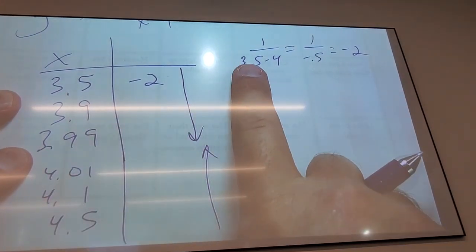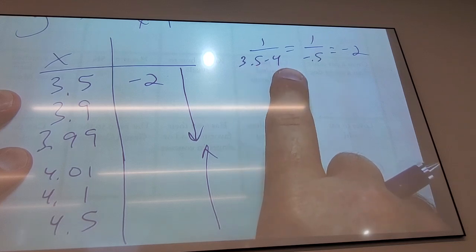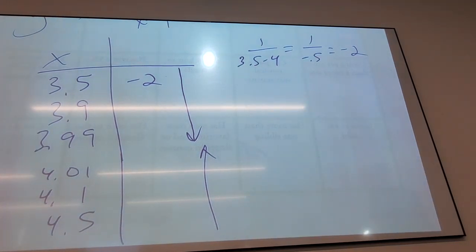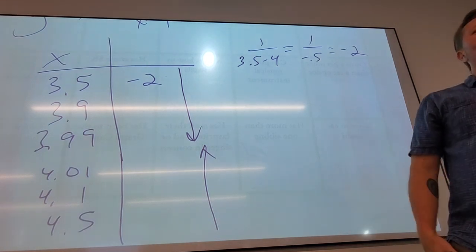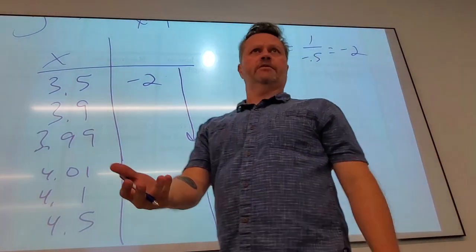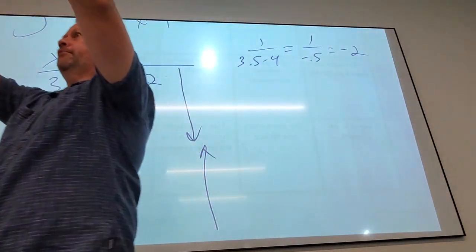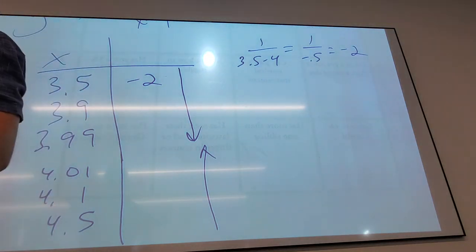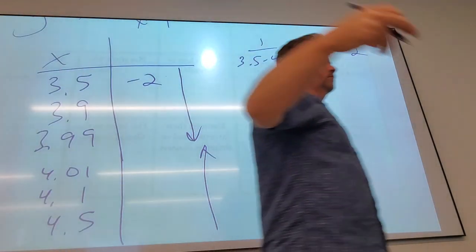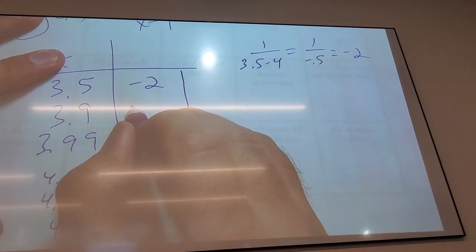3.9. Can we all think in our heads that 3.9 minus 4 would be negative 0.1? But what's 0.1 as a fraction? 1/10, because our decimal system is based on 10. So I get 1 divided by negative 1/10. That's 1 times negative 10. I get negative 10. So who thinks they know what's going to happen here?